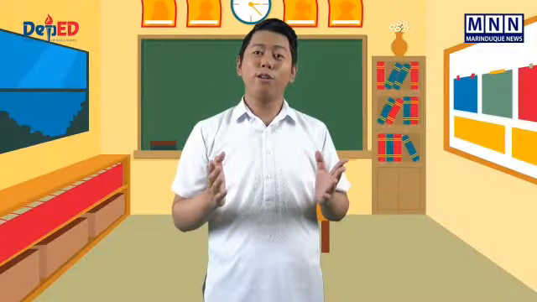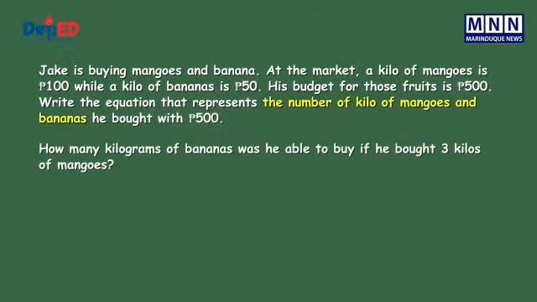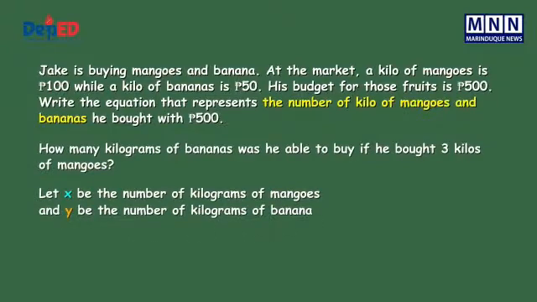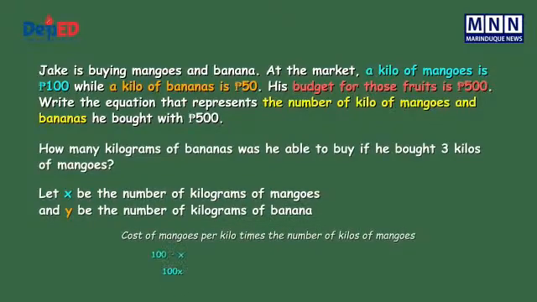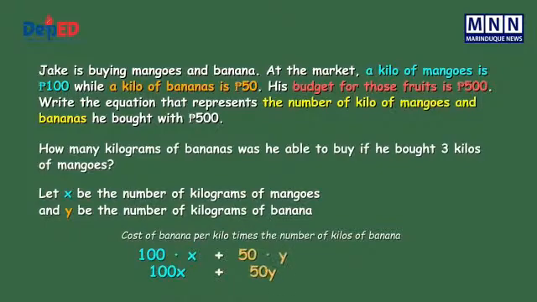We are considering 2 things here: the number of kilos of mangoes and the number of kilos of bananas Jake bought. We may let x be the number of kilos of mangoes and y be the number of kilos of bananas Jake has. We know that a kilo of mango costs 100 pesos, while a kilo of bananas costs 50 pesos, and the total spent for those is 500 pesos. Therefore, we will have the equation: the cost of the mangoes per kilo times the number of kilos of mangoes plus the cost of bananas per kilo times the number of kilos of bananas he bought.